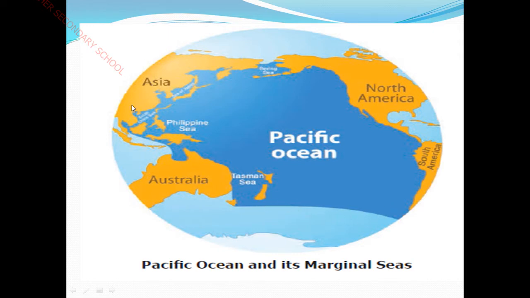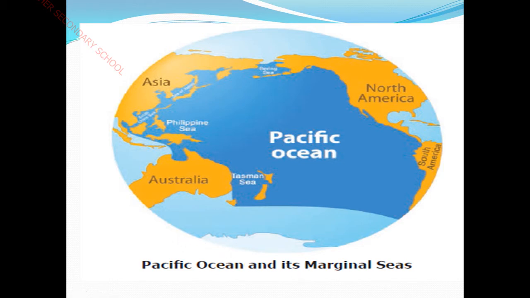See here, the Asia continent, on the east side North America and South America, and Australia. Near this Pacific Ocean, the Philippine Sea takes place. Okay, children, and the Bering Sea is also here. Next is the China Sea, and after that the Japan Sea. This is a picture of the Pacific Ocean and its marginal seas.